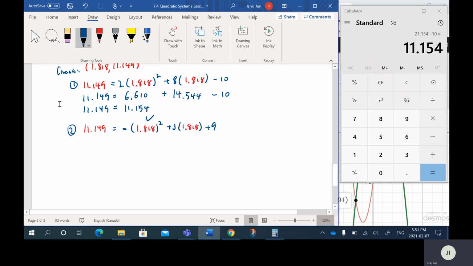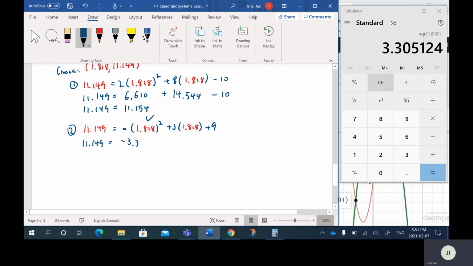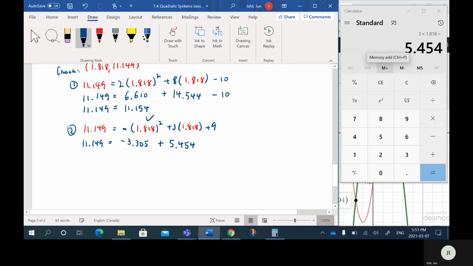All right, so let's work this one out. 11.149 equals. All right, so 1.818 squared, and that's negative. So negative 3.305 plus, all right, 3 times 1.818, 5.454, plus 9. All right, so let's see what we get here when we combine the terms on the right side.